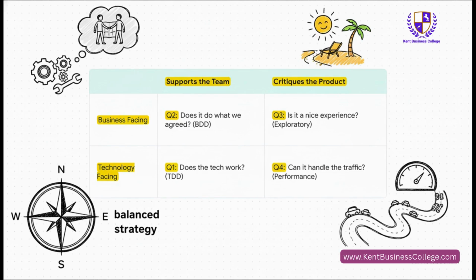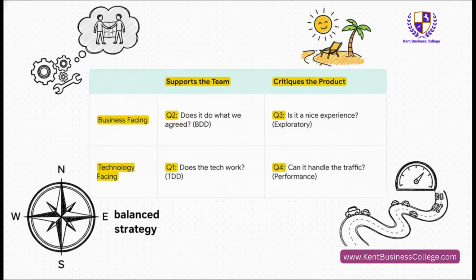Quadrant 1, bottom left, is technology facing. This is our TDD. Does the tech actually work? Then Quadrant 2, top left, is business facing. This is our BDD. Does the thing actually do what we all agreed it should do? Over to Quadrant 3, top right. This is also business facing, but it's critiquing the product. This is our exploratory testing. Is it a nice experience to use?